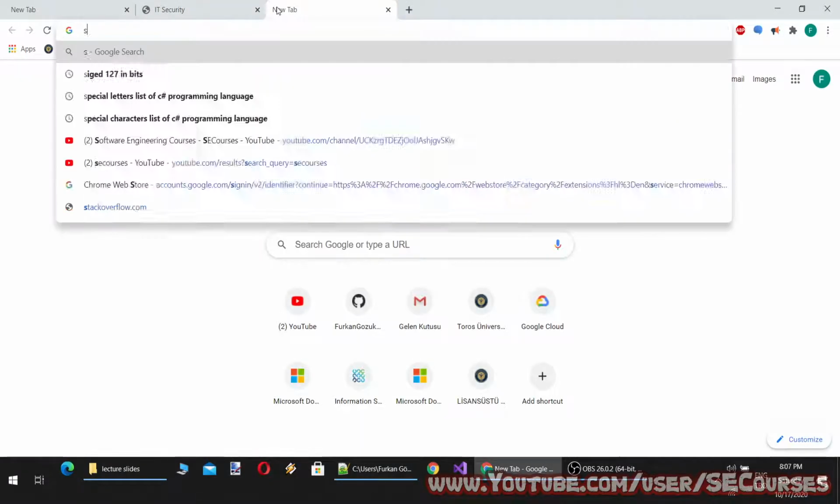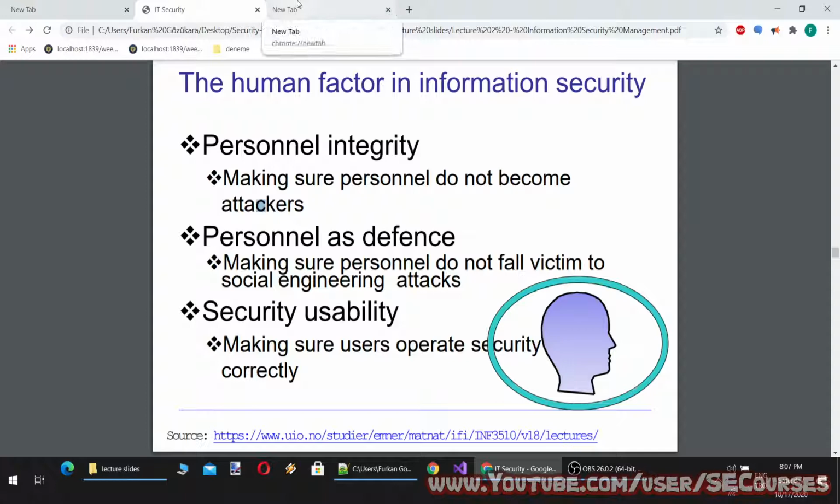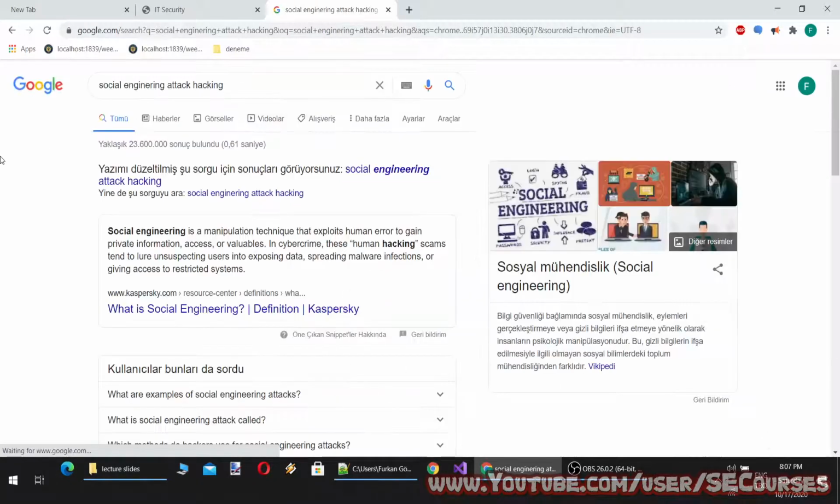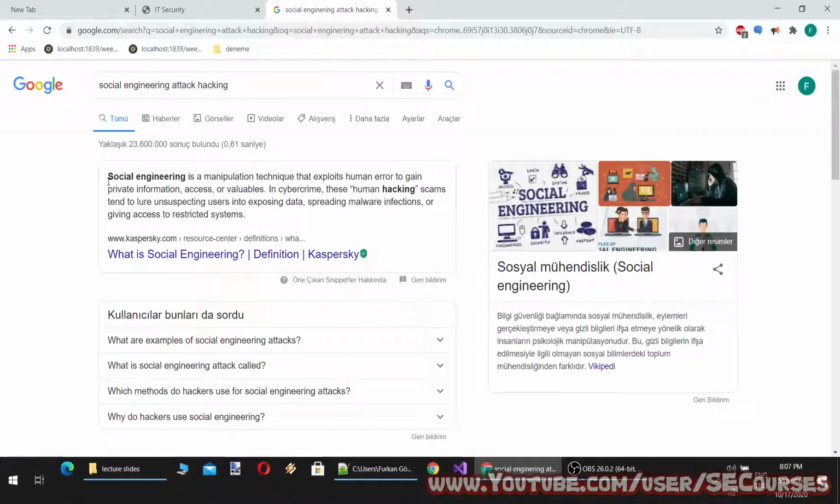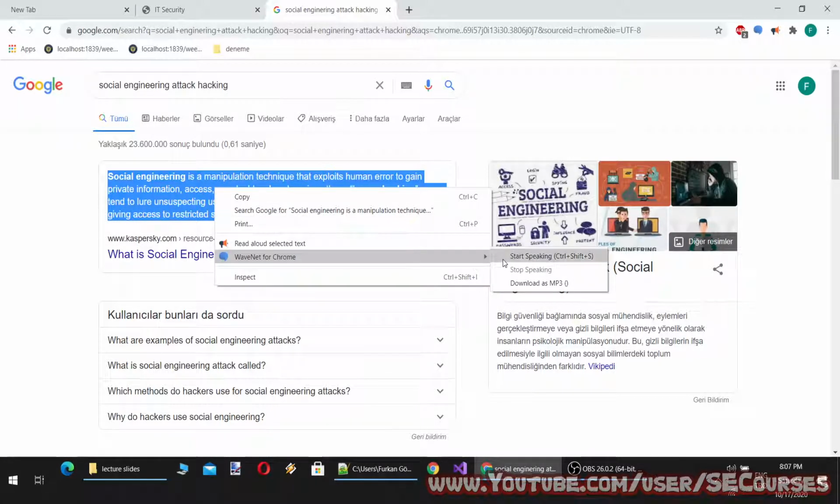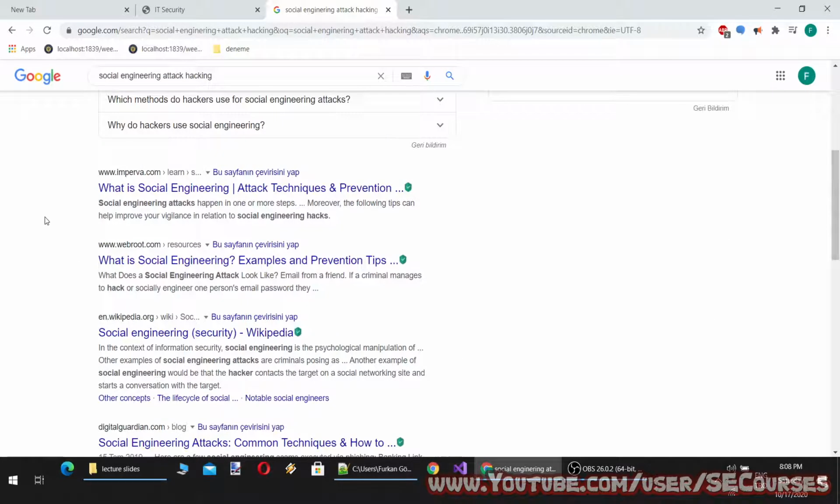For example, let's make a search. Okay, let's read it from Kaspersky, which is one of the best antiviruses. Social engineering is a manipulation technique that exploits human error to gain private information, access, or valuables. In cybercrime, these human hacking scams tend to lure unsuspecting users into exposing data, spreading malware infections, or giving access to restricted systems.